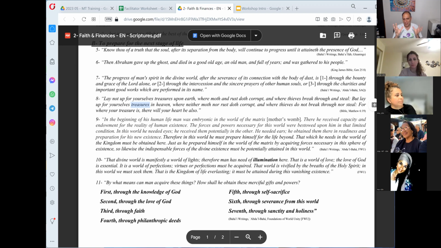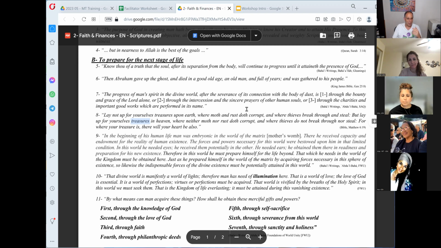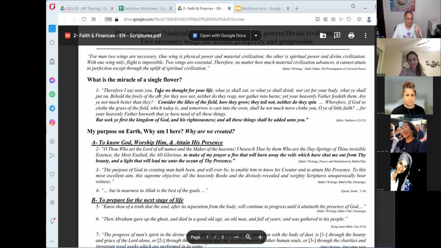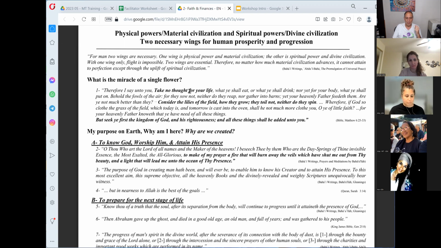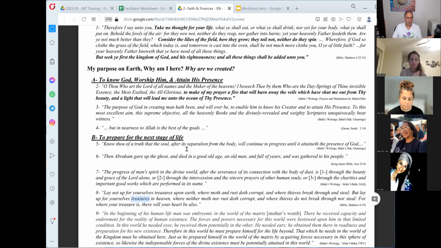So this is what we see. Yes, in the mother's womb, the fetus does not do anything with money. But the example is set. If you go back up here, it says, take no thought for your life, because God that created us will provide for everything that we need. And the example is the mother's womb.